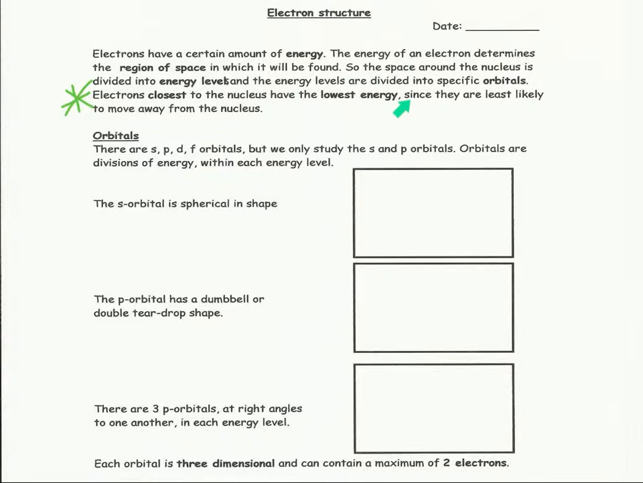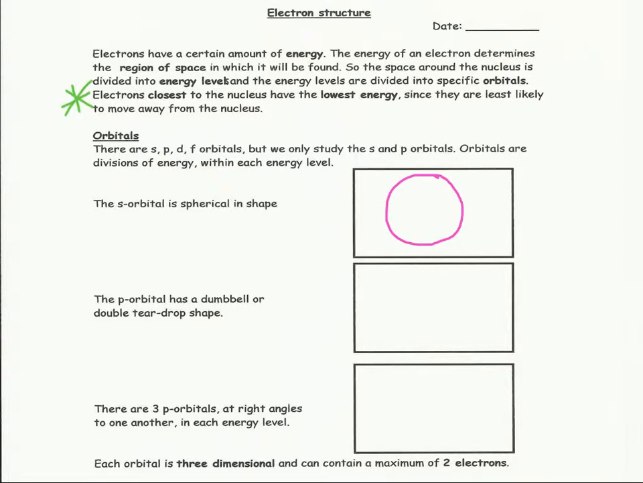So let's take a look at these things called orbitals. There are s orbitals, p orbitals, d orbitals, and f orbitals. In school, we're only going to study the s and the p orbitals, and we need to take a look at the shape of those orbitals. The s orbital is a spherically shaped orbital. It's not a circle, actually, it's a ball, a sphere, so it looks like a soccer ball, and that's a region of space in which the electrons could be found.